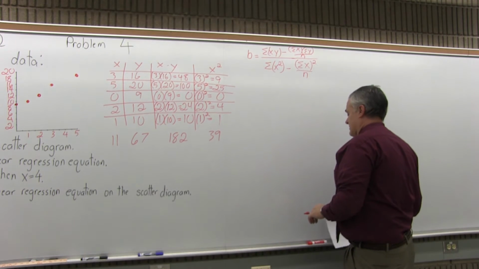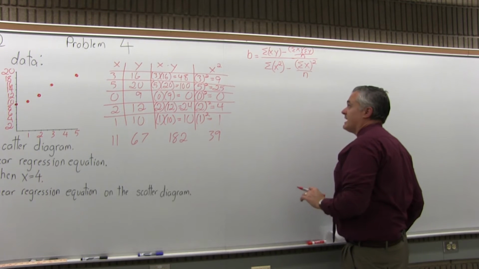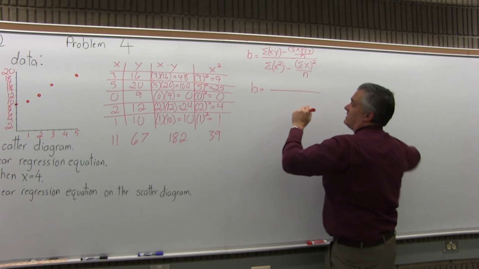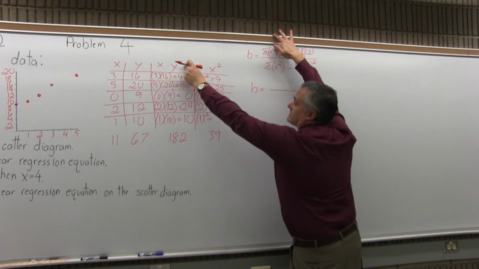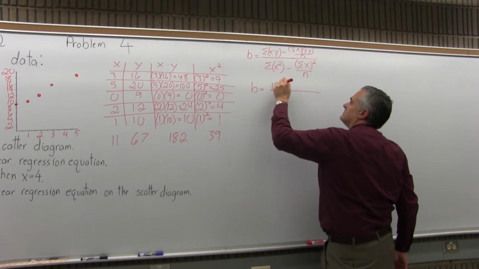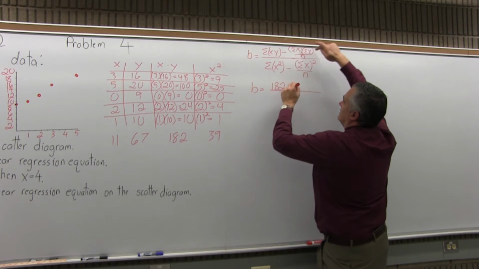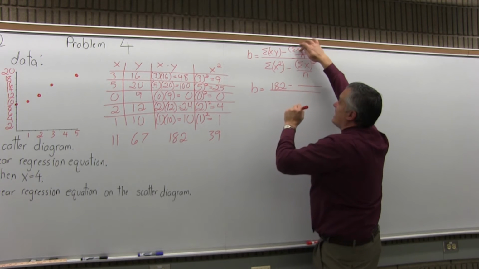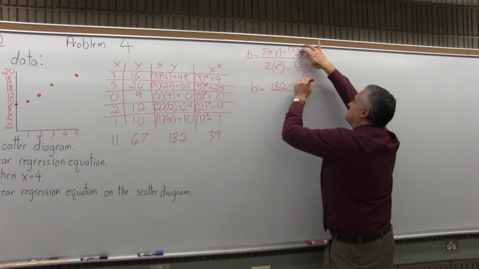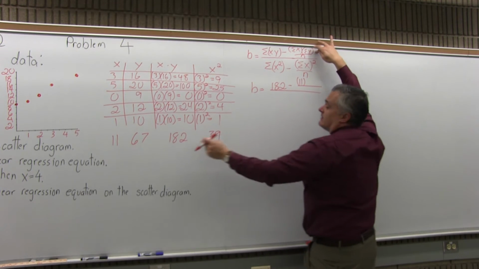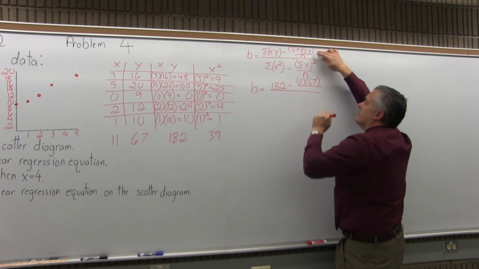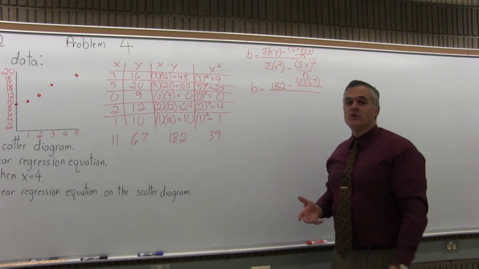So start plugging in the values. Plug them in carefully. If you make a mistake, typically this is where it's made, when you plug in the totals. So total of x times y is our x times y column. The total is 182. Minus, set up a fraction. Total of x first. So total of x is 11. Times total of y. Total of y is 67. Divided by n. N is how many data points you have.